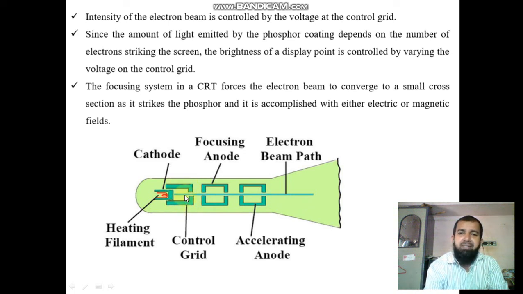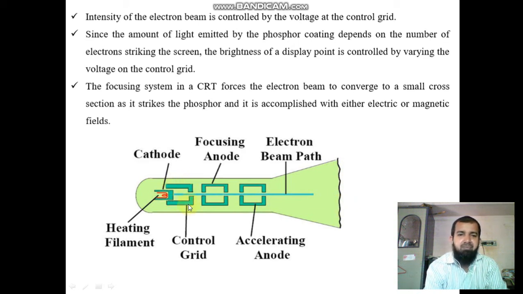The amount of light emitted by the phosphor coating depends on the number of electrons striking the screen. The brightness or dimness depends upon the number of electrons striking the screen. If more electrons strike, the brightness is more; if fewer, the brightness is less. The brightness of a display point is controlled by varying the voltage on the control grid.